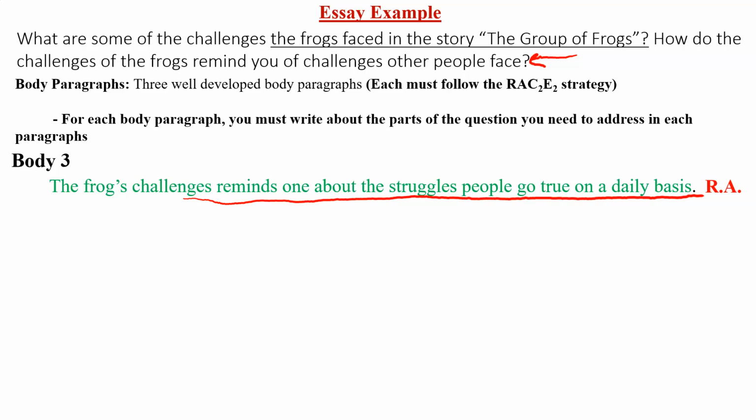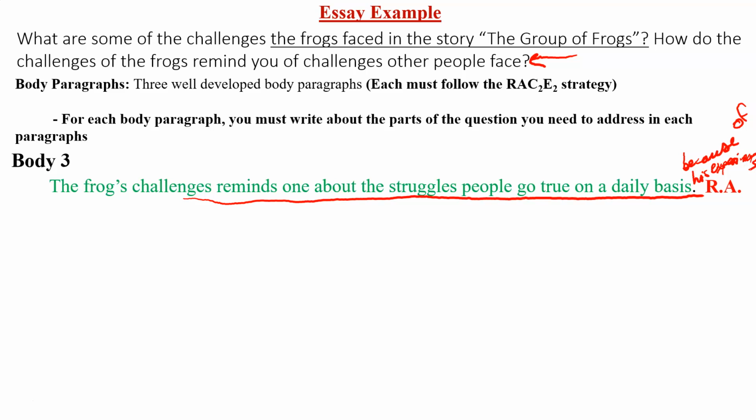All right, you restating how do the challenges of the frogs remind you of the challenges other people face. The frogs' challenges reminds one about the struggles people go through on a daily basis. And of course, because of his experiences. So that's where I got my answer, right? Now I have my answer, right? Because of his experiences, right?